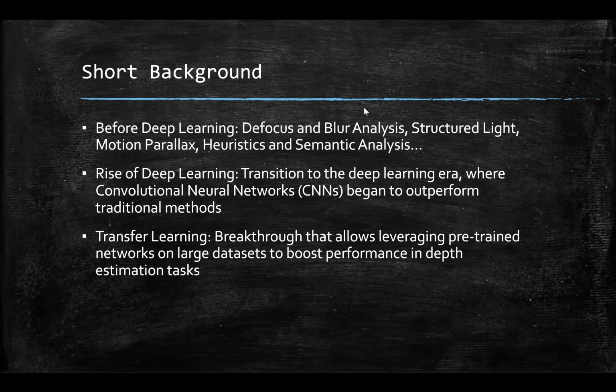Just a short background. Before deep learning, people used all kinds of methods. Here are just a few of them: defocus, blur analysis, structured light, motion parallax, heuristics, of course, heuristics everywhere, semantic analysis, and things like that. And now, with the rise of deep learning, we transitioned to the deep learning era where CNNs began to outperform traditional methods. And also, transfer learning is a breakthrough that allows leveraging pre-trained networks on large data sets to boost performance in depth estimation tasks.